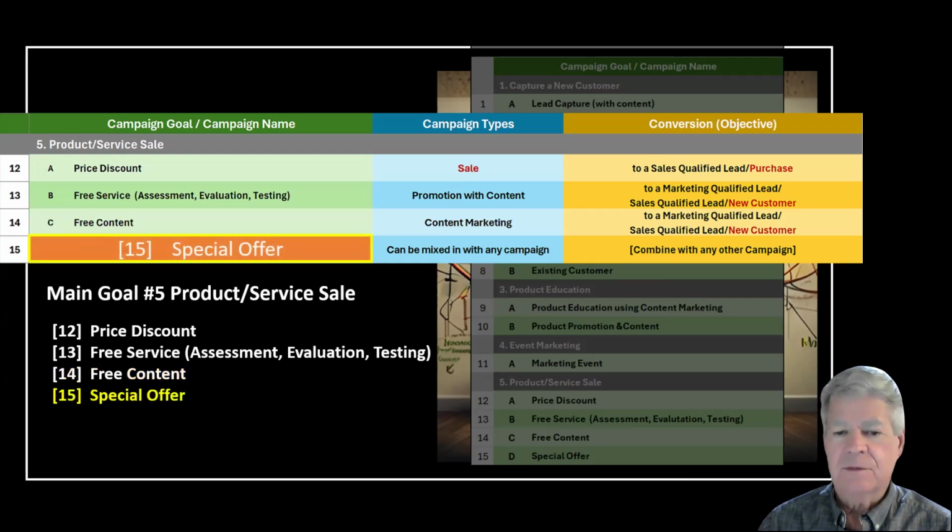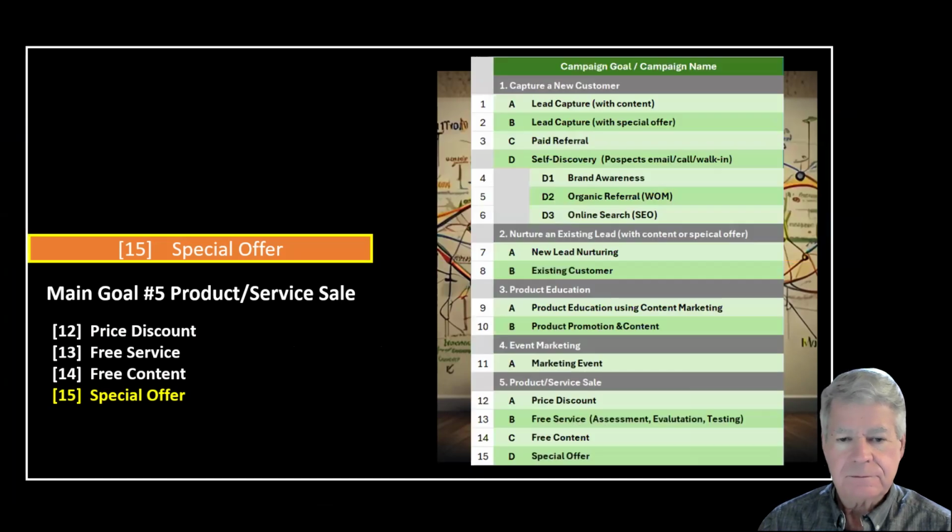Campaign number 15 is a special offer. The campaign type is unique because it can be mixed in with any other campaign. The conversion objective varies with the campaign. So, for example, it's already included in a lead capture campaign with special offer, campaign number 2, as an incentive to get a user to fill out a form and submit their contact information. Combine it with brand awareness campaign number 4. Adding an offer can turn a brand awareness campaign into a product sale, campaign number 12.